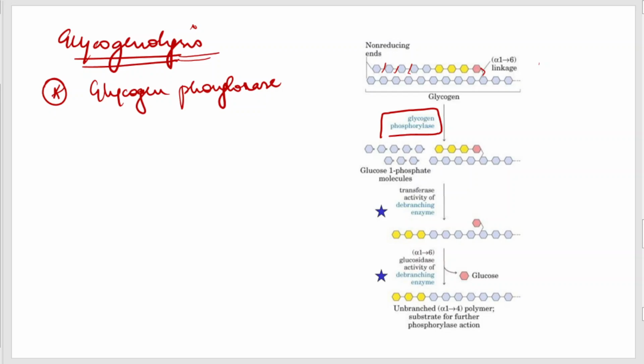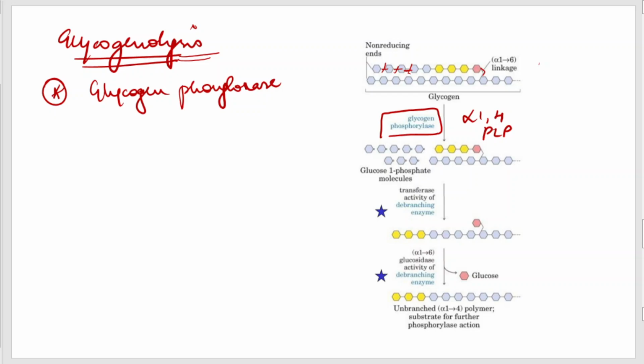So how do you remove these glucose residues? First you have to break the alpha 1,4 linkage. Alpha 1,4 linkage is formed between the glucose residues attached in a linear fashion, so alpha 1,4 linkages are broken down. So what is the function of glycogen phosphorylase? It breaks down the alpha 1,4 linkages. It contains pyridoxal phosphate, or PLP, as its prosthetic group.